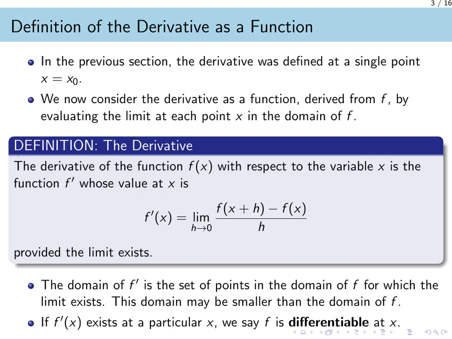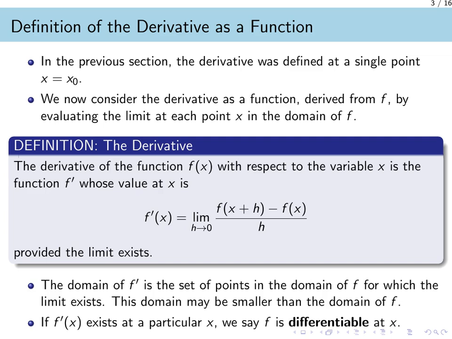I am now going to generalize the concept of the derivative from a single point to an entire function, which is a powerful step. We define the derivative of a function f of x as a new function, which we call f prime of x, that gives the slope of the original function at any value of x. This is calculated using the same limit we saw before. The limit as h approaches 0 of the quantity f of x plus h minus f of x, all divided by h. When this limit exists for a particular x, we say the function is differentiable at that point.